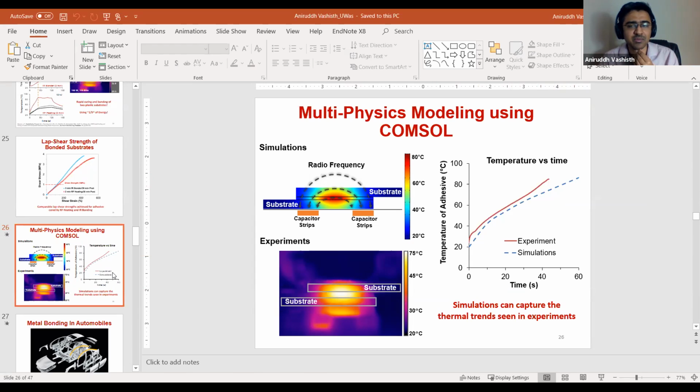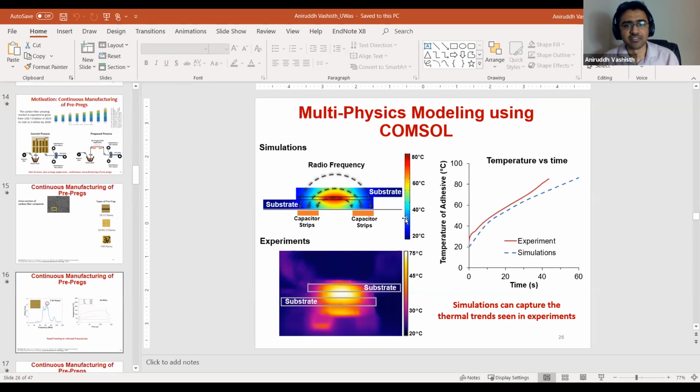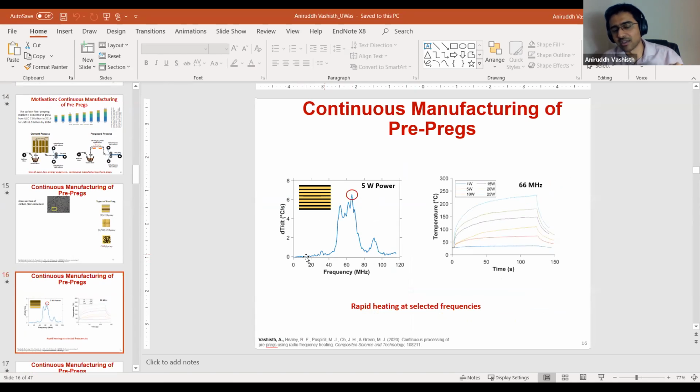Another thing is that we usually do a frequency sweep. I think I mentioned this earlier, where we look at heating rates at different frequencies. And when we did the COMSOL simulations also, the best frequency shifted a little bit. It was not 66 megahertz, maybe a little bit less or more than that. And that was exactly for the point that you mentioned, because of the dimensional tolerances, the length of the capacitor electrodes, or some undulation in the capacitor electrode as well.